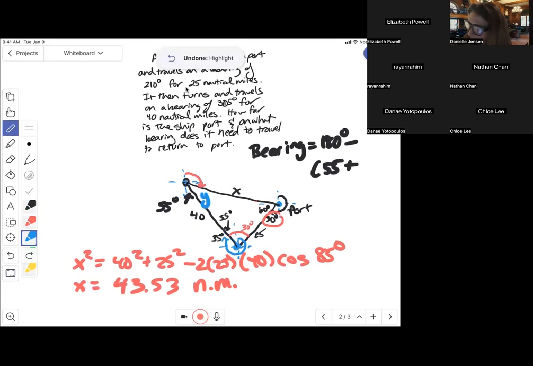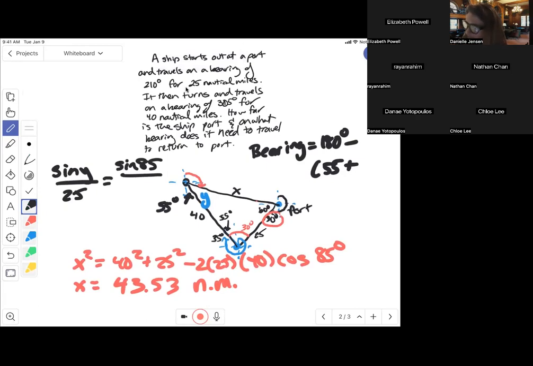If I did sine of y over what? 25, yeah. The opposite side is 25. Sine y over 25 equals sine of 85 over what I just found, 43.53. All right, so someone solve for sine y, and then someone tell me what angle y is. I got 34.9 degrees.